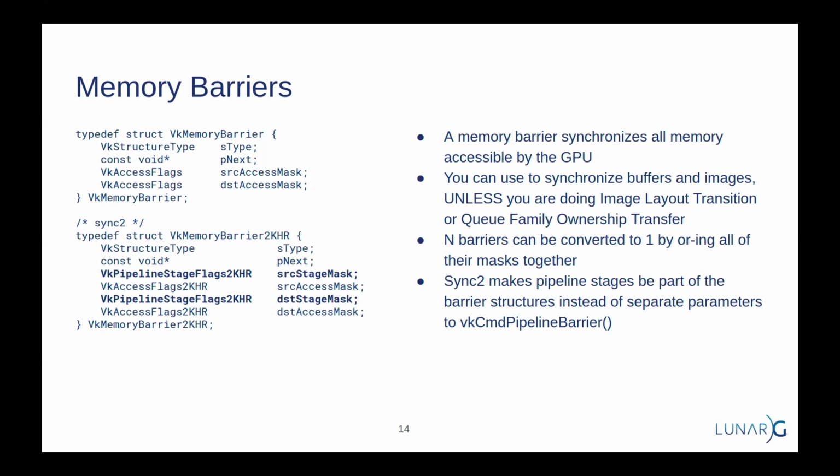Synchronization 2 moves the source stage mask and destination stage mask to be part of the barrier structure. This is a convenience feature to let you have one memory barrier to track all of the state associated to whatever operation you're doing, rather than having to supply that as a separate parameter to the pipeline barrier command. So it just makes it a little bit easier to track the stage masks alongside your access masks. And the implementations in the end will OR all of these together and make a single set of flags that they'll check, or they'll do the operations on.